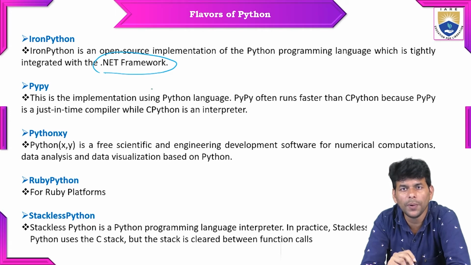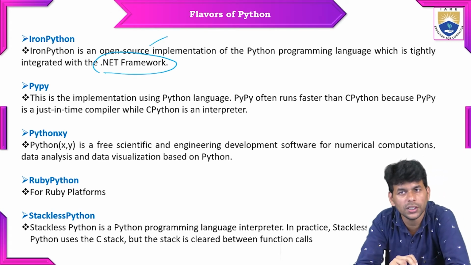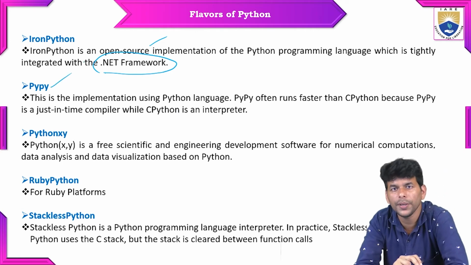This is only possible through IronPython. It is an open source implementation, available freely to all users and developers. That is the reason why it is called open source. Is that clear? Here, Python is combined with the .NET framework. Is that clear? The next one is PyPy.